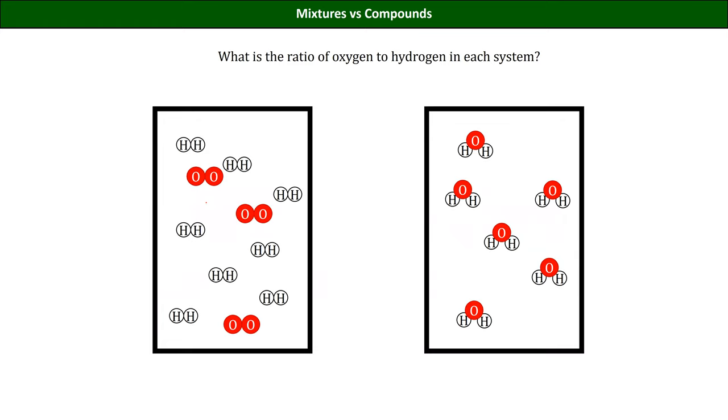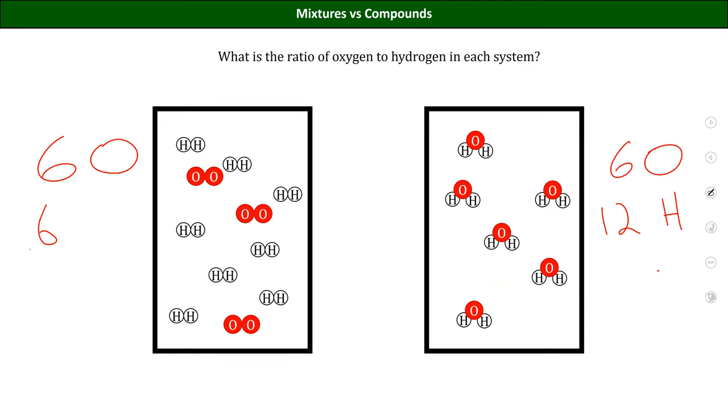All right, so here's a diagram that looks at oxygen versus hydrogen in two different systems. Over here, we have a total of 6 waters. So that means 6 oxygens and 12 hydrogens. If we take a water molecule out, did we change the ratio of hydrogens to oxygens? No. How about over here? Still have 6 oxygens, but now we have 16.